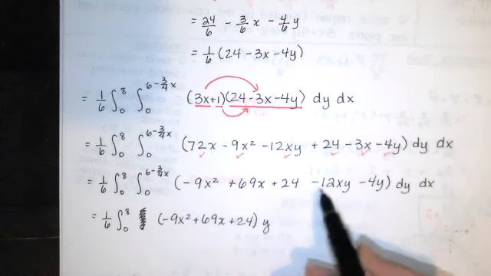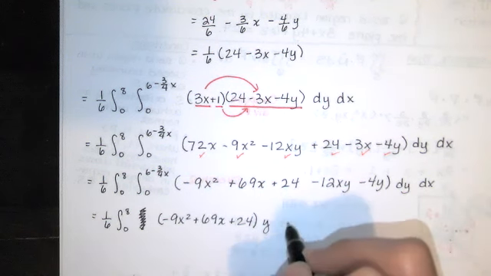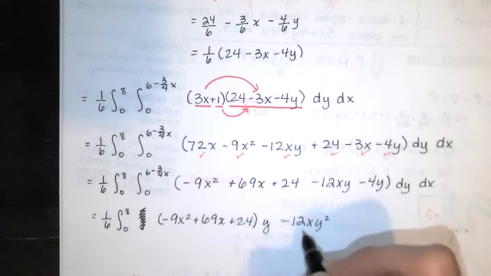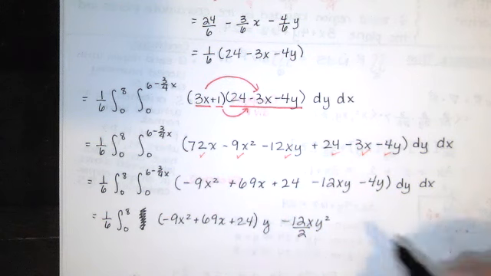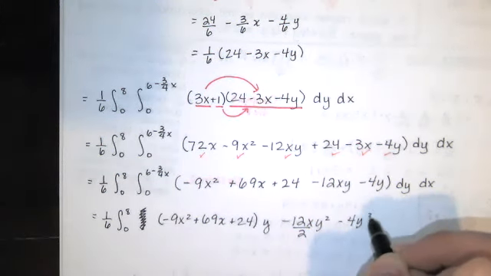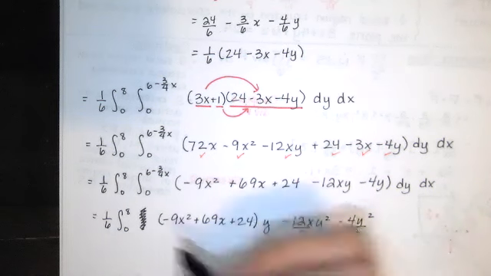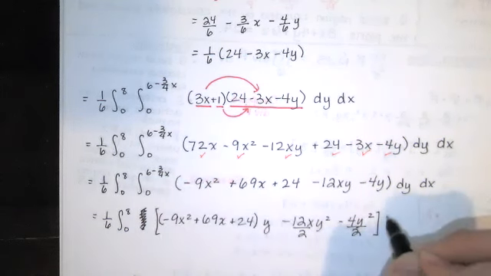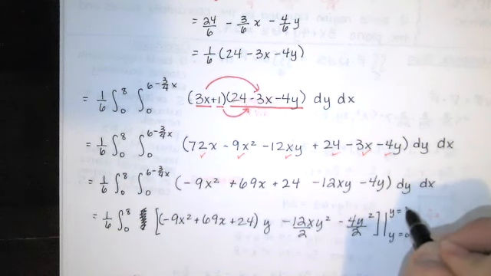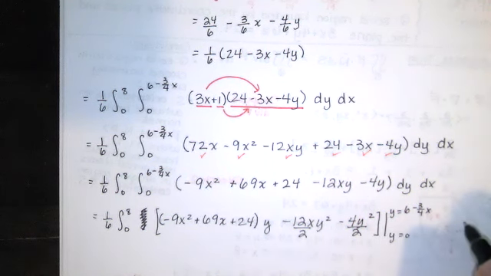And then these two pieces, I can use the power rule. So I bring the negative 12x down, then I add 1 to the exponent, and I divide by the new exponent. Then I bring the negative 4 down, then I add 1 to the exponent, and I divide by the new exponent, and substitute y equals 0 and y equals 6 minus 3/4 of x.